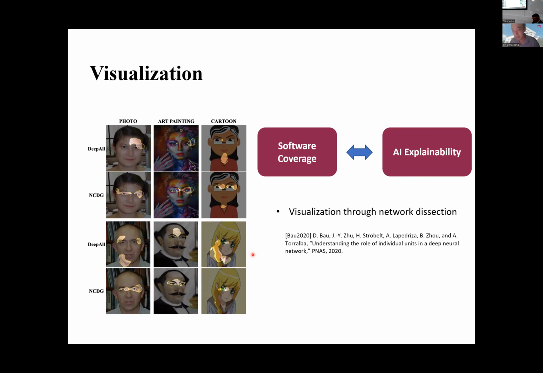But by using our method, we can capture useful information. For example, here the active region is all based on the eye areas, which may be helpful for the person classification task. This is very interesting because we can link the idea of software coverage together with AI explainability. By the way, our visualization tool uses network dissection, where the code and the details can be found in the paper below.